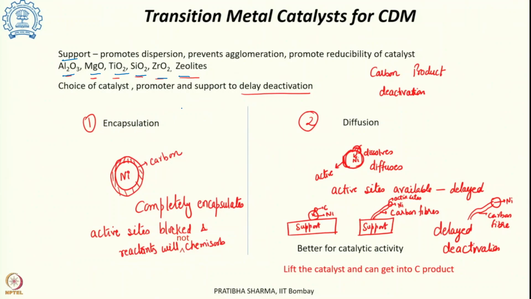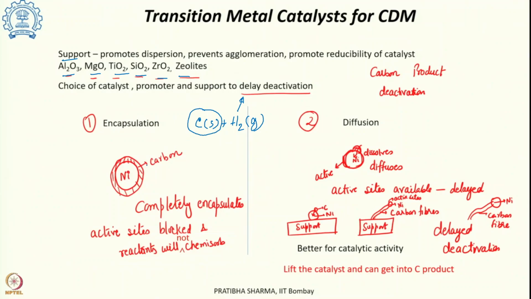How will this catalyst be deactivated when carbon in solid form is generated? During this reaction, the product is solid carbon plus hydrogen gas. The advantage, as I already told you, is that the hydrogen gas will be separated and come out, and you can store it easily.